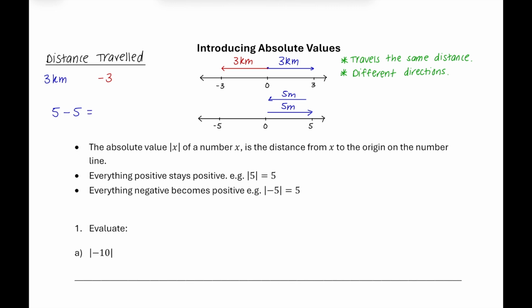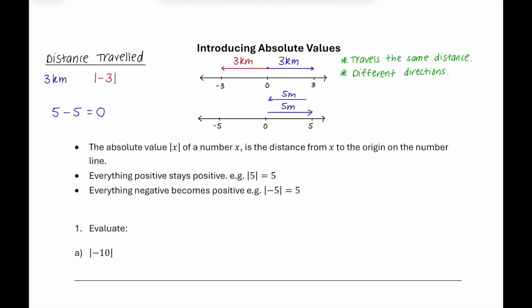So here, the car has traveled, according to the number line, 5 meters to the right and 5 meters to the left. So overall, it's traveled 10 meters, but according to my integers, it says 0. So that's where the absolute values come in handy. So here, we've introduced these two lines. If I go back to my first example, if I introduce these two lines, these lines represent the absolute value.